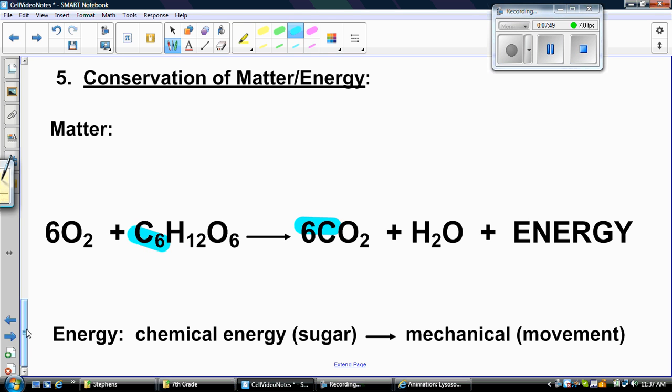Now, with the conservation of energy, remember, energy cannot be created or destroyed, only changed. So plants and animals have chemical energy in the sugar. That gets transferred into mechanical energy or kinetic energy for movement. Again, we didn't create or destroy energy. We just converted it from chemical energy, or potential energy, to kinetic.